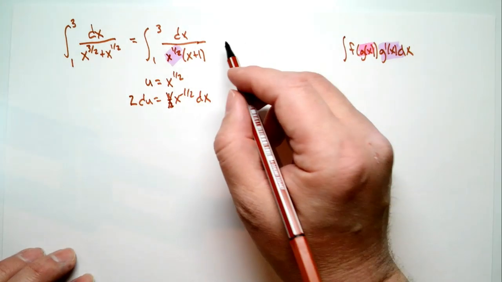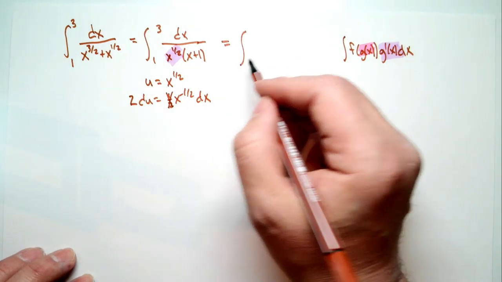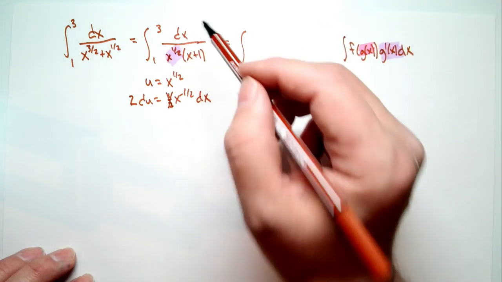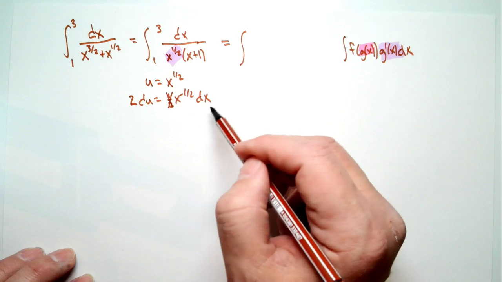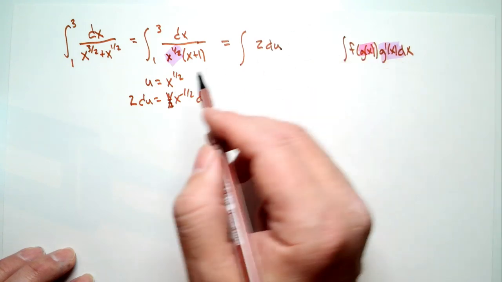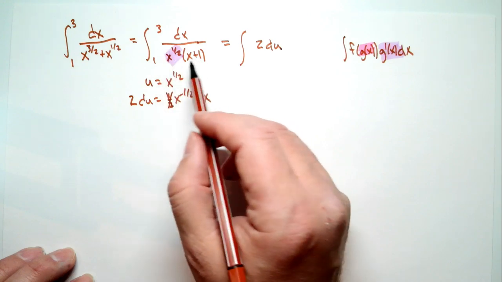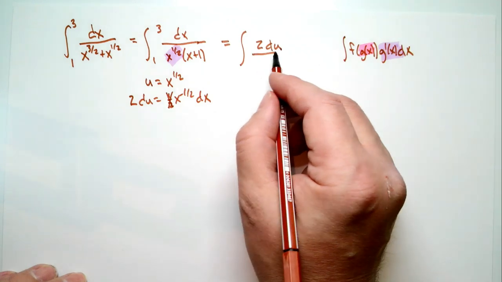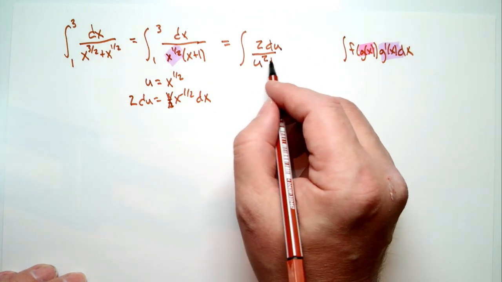Now, what do we get? Well, we get this is equal to the integral. dx over x to 1 half is this piece right here. That's twice du. So we've handled this. We haven't handled the x plus 1. So we've got to rewrite that in terms of u, but that's not so bad. How do I transform x into u? U squared.